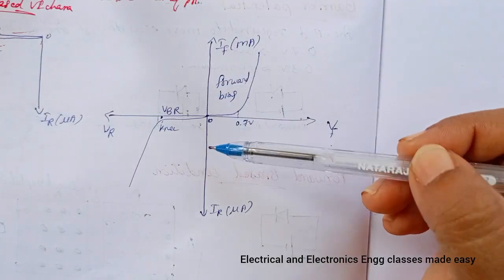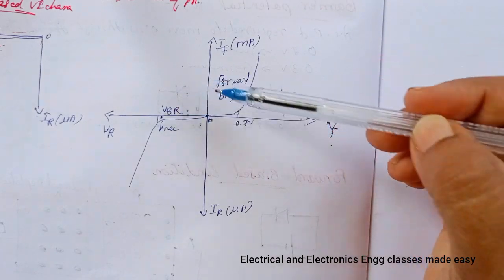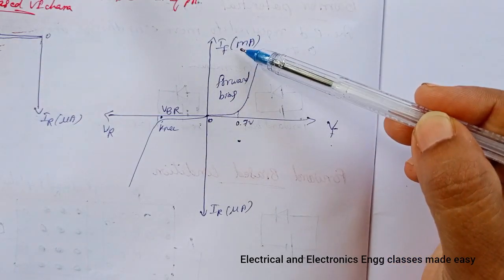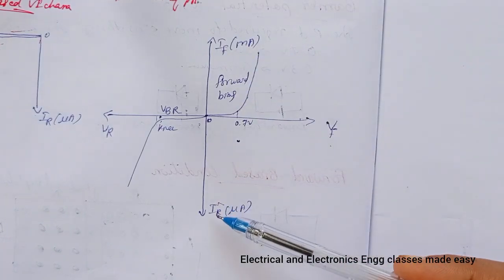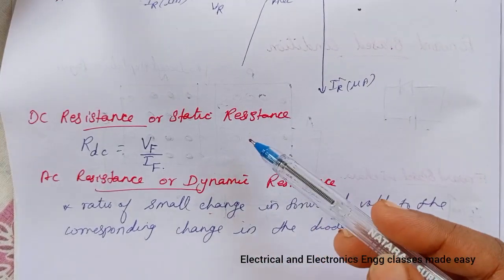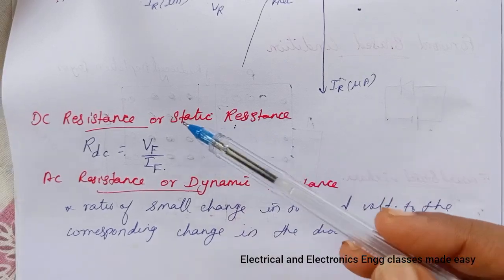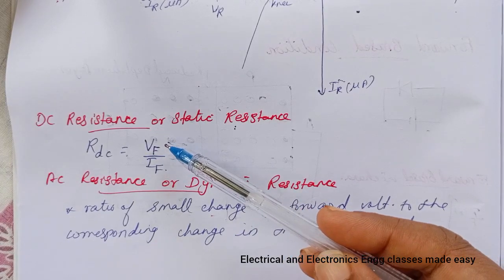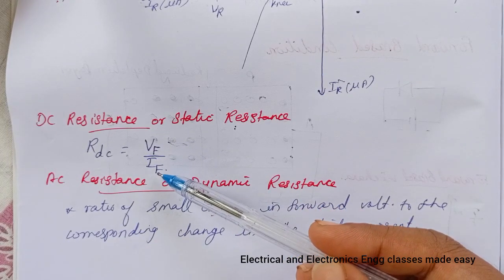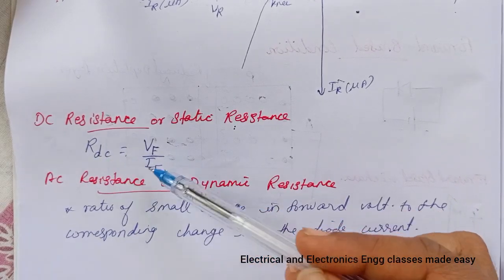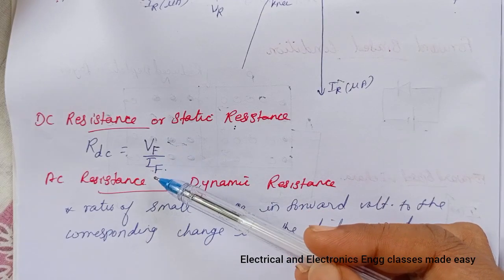And let us combine the forward biased and reverse biased VI characteristics. So here IF, that is the forward current, is in milliamperes and reverse current is in microamperes. Next is DC resistance or static resistance. It is defined as the ratio of the DC voltage across the diode to the resulting DC current flowing through it. So mathematically we can express static resistance RDC is equal to VF divided by IF.